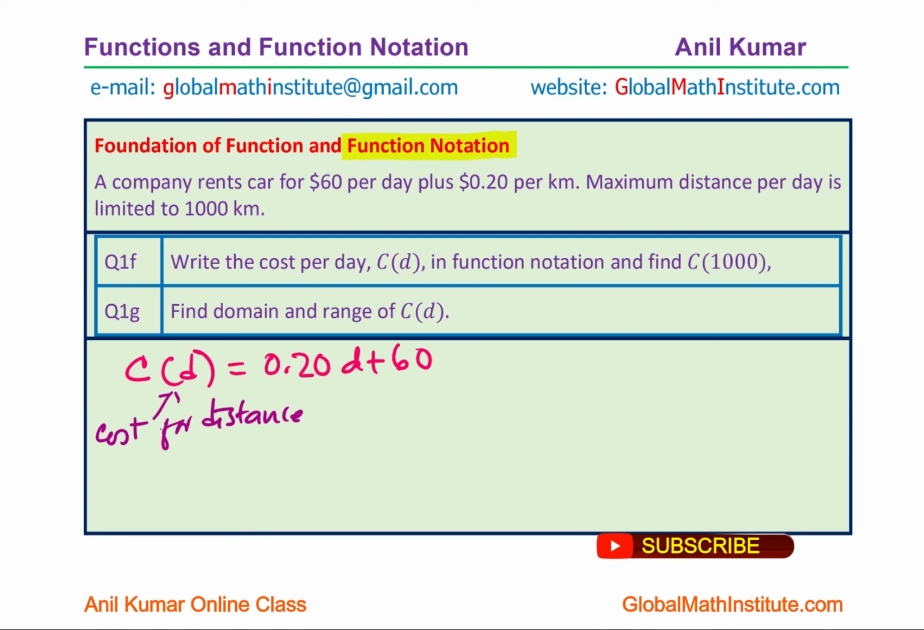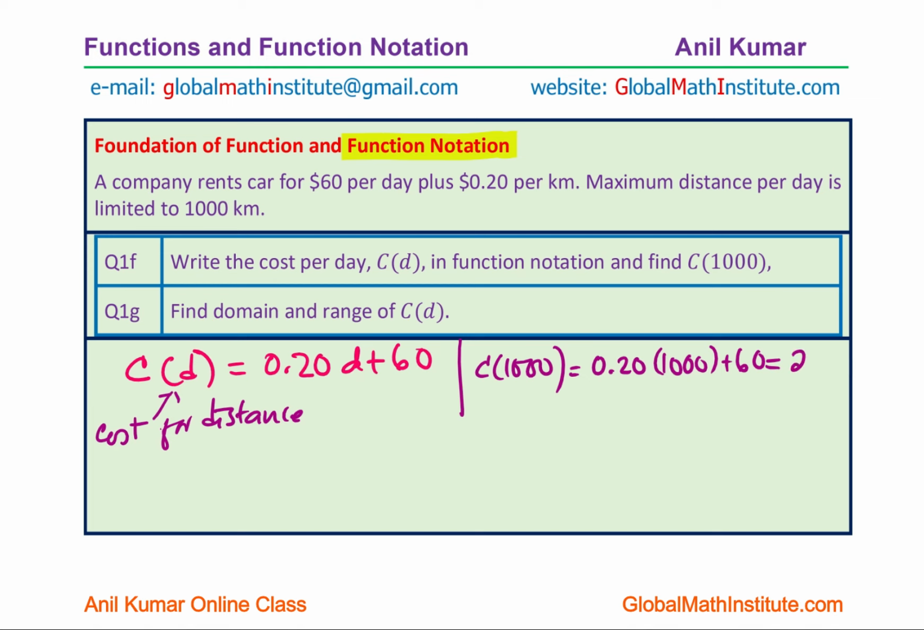Now, if you have to find what is C of 1000, it really means what? Just plug in 1000 here, as we did earlier also. So we have 0.20 times 1000 plus 60, and that gives you 260, correct? Dollars.